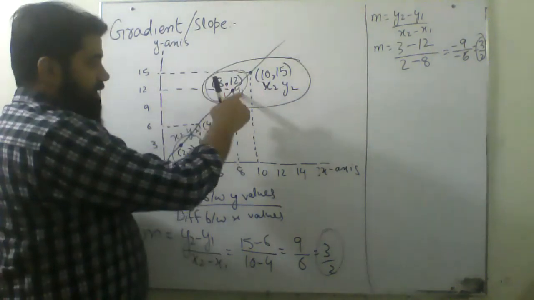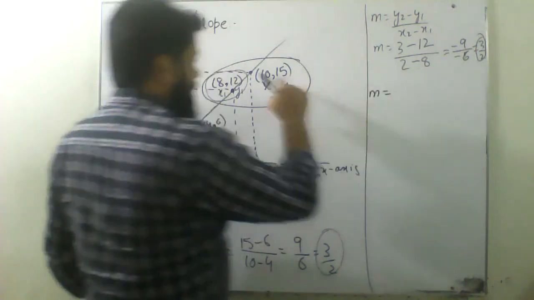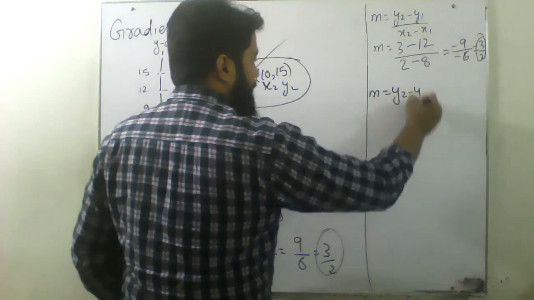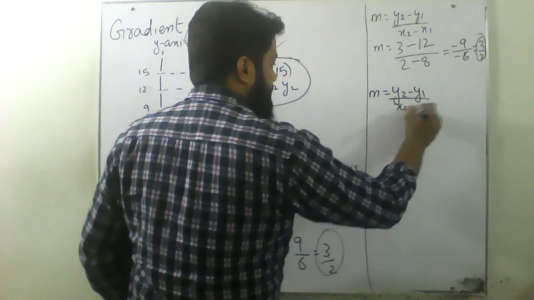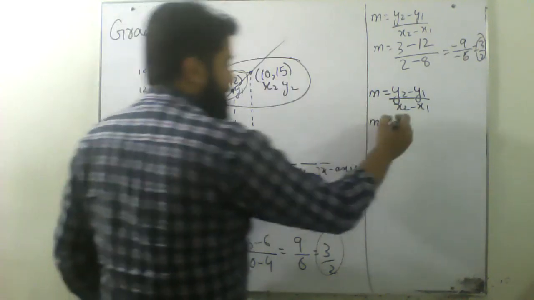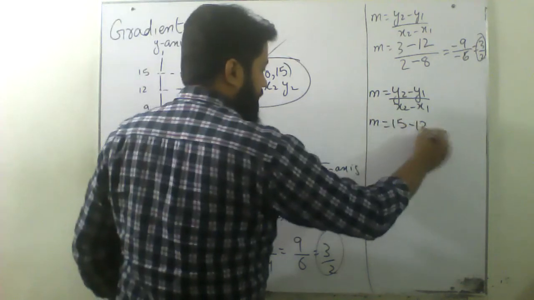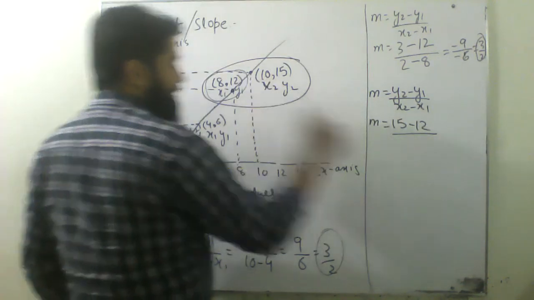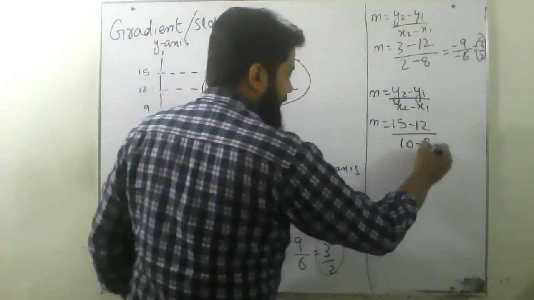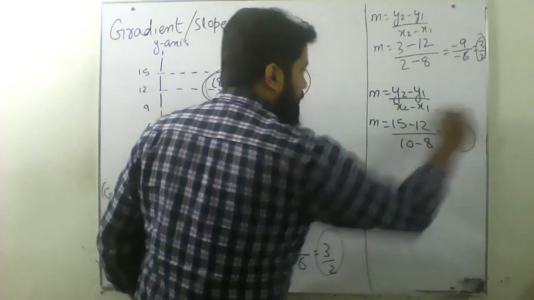So x1, y1, x2, y2. When I will be finding the gradient, that will be y2 minus y1 over x2 minus x1. M equals y2 value is 15, y1 value is 12, upon x2 value is 10 and x1 value is 8. When I will be simplifying it, my result is coming 3 over 2.